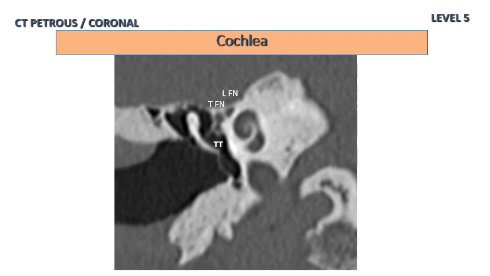If we go anteriorly, we go to the last level, level 5, or the level of the cochlea. Here we can see the cochlea, the basal turn and the middle turn. We can see the labyrinthine facial nerve, the tympanic facial nerve, and below the tympanic facial nerve, the tensor tympani.